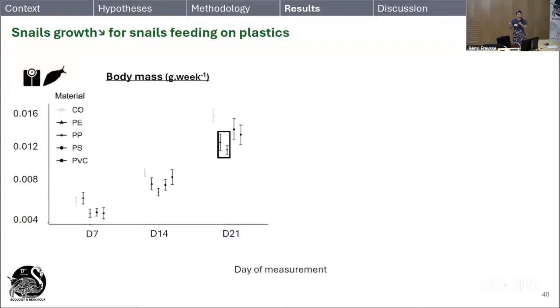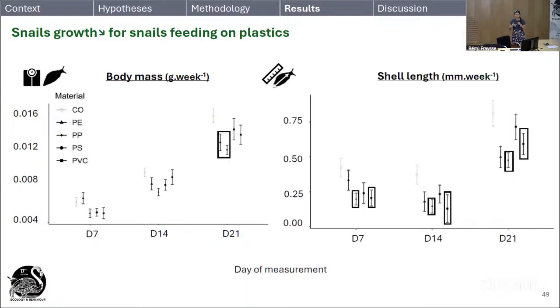Regarding the growth, we looked at the body mass, and we also had an effect on 2 groups of snails feeding on plastic at day 21. And on the shell length, we also had an effect on 2 groups, but it wasn't the same groups, and this effect was constant through all the experiments.